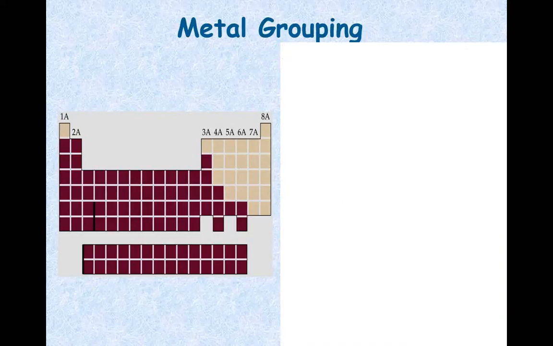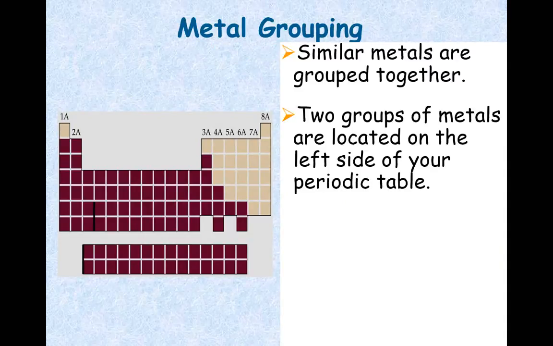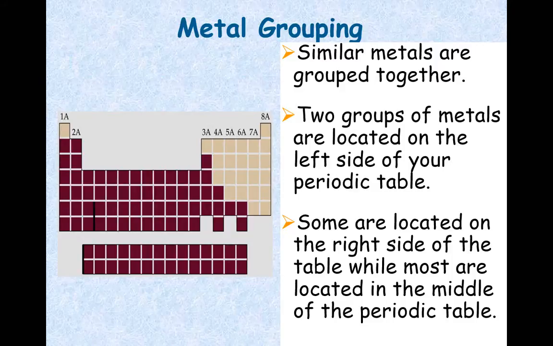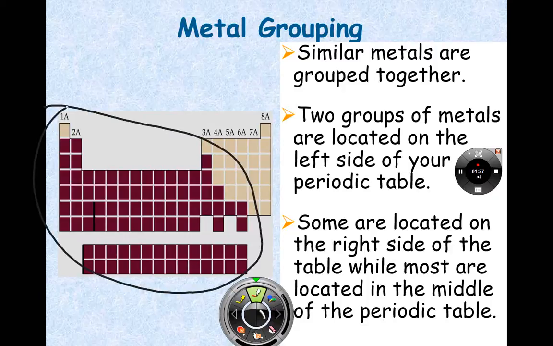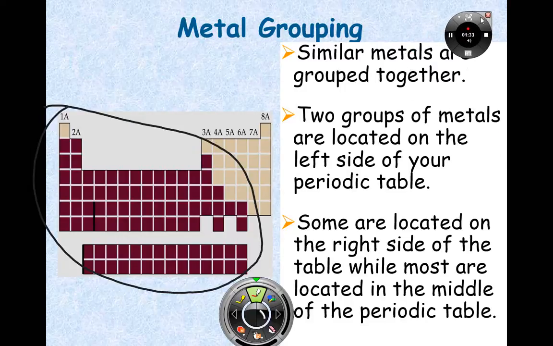Here is your metal grouping. Notice most of the periodic table is metals. All of these are your metals. Group 2, all the way through to the bottom of the periodic table, are all metals.